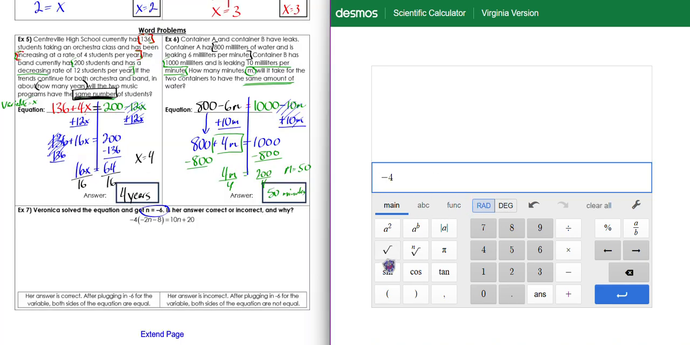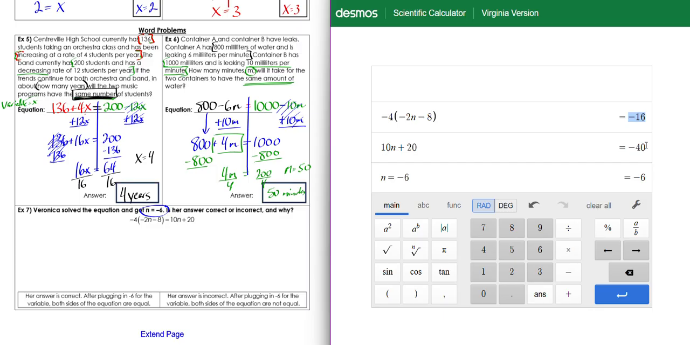Alright, negative 4 times negative 2n minus 8. Just the left side, then just the right side. And we're suspecting that n is negative 6. But that is not true. Negative 16, negative 40 didn't give us the same answer. So her answer is incorrect after plugging in negative 6. Both sides are not really equal to each other.